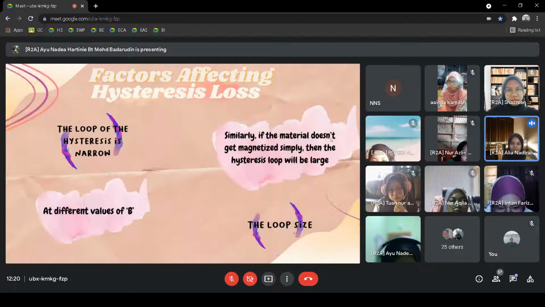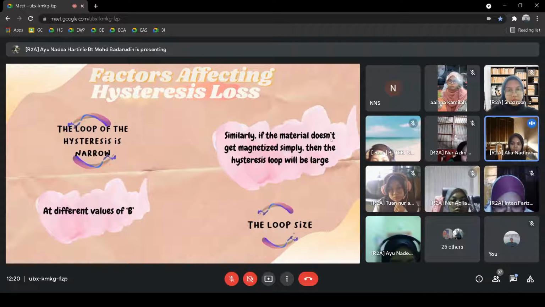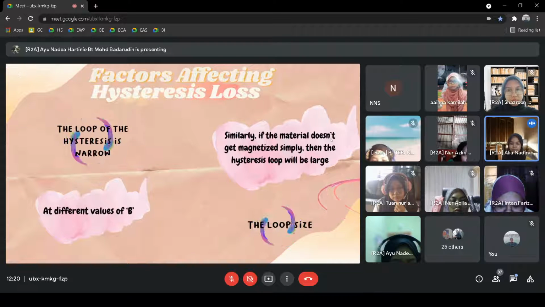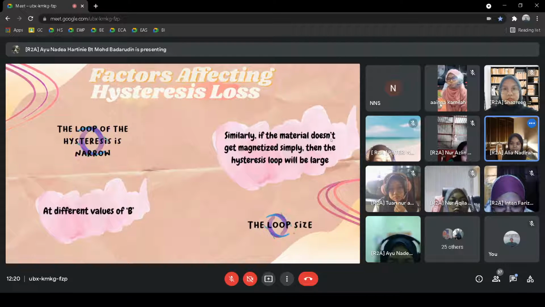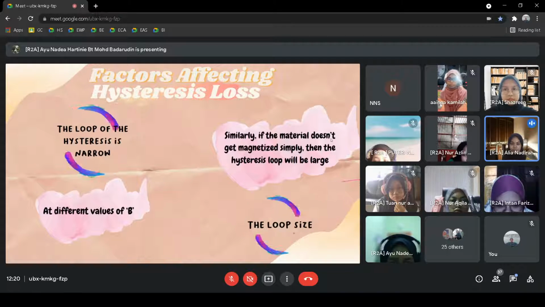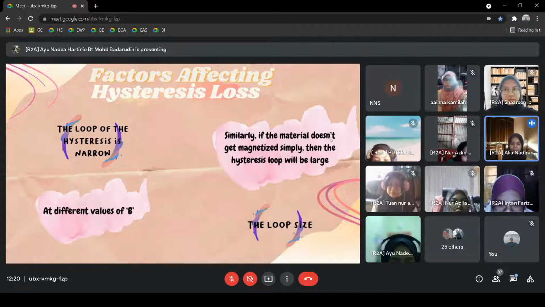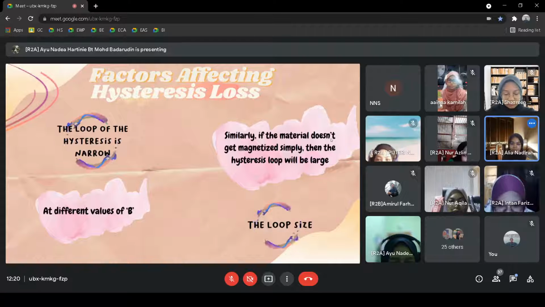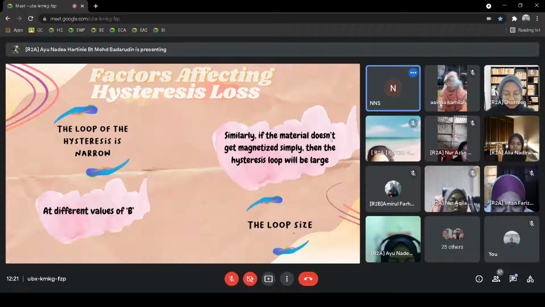Okay, so what are the factors affecting hysteresis loss? First, if the loop of the hysteresis is narrow, the material will be magnetized very easily. Similarly, if the material doesn't get magnetized simply, then the hysteresis loop will be large. Third, the loop size as well as shape mainly depends on the first position of the specimen. And lastly, at different values of B, different materials can saturate, so the loop height will be affected.